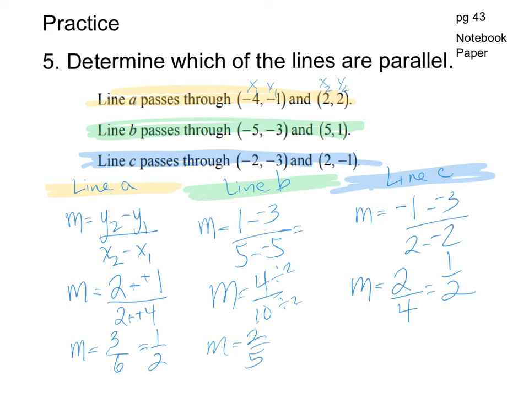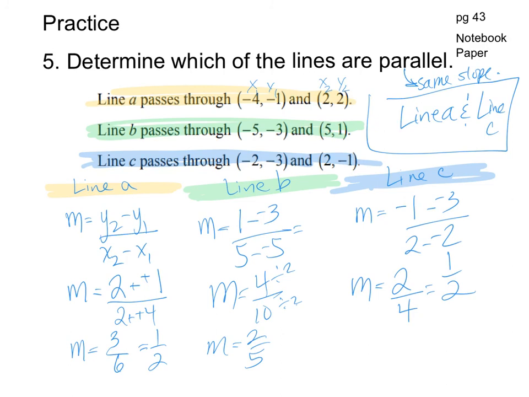So to be parallel, the slopes have to be the same. And which two lines have the same slope? That would be line A and line C. That would be the answer to the first one, line A and line C.